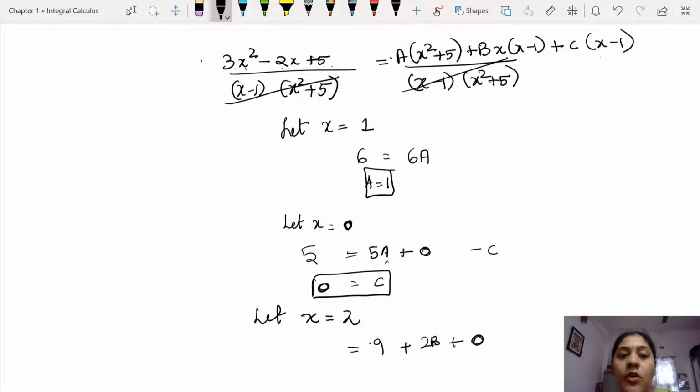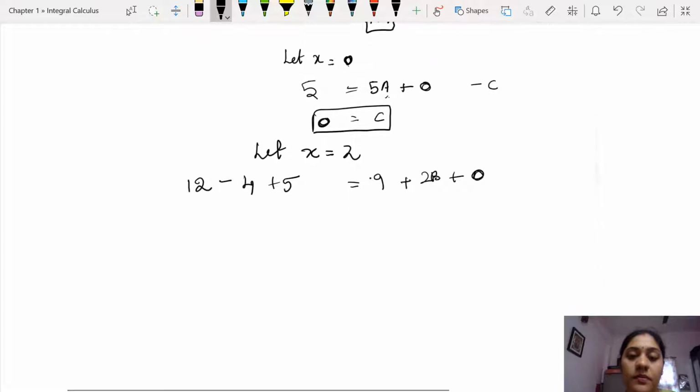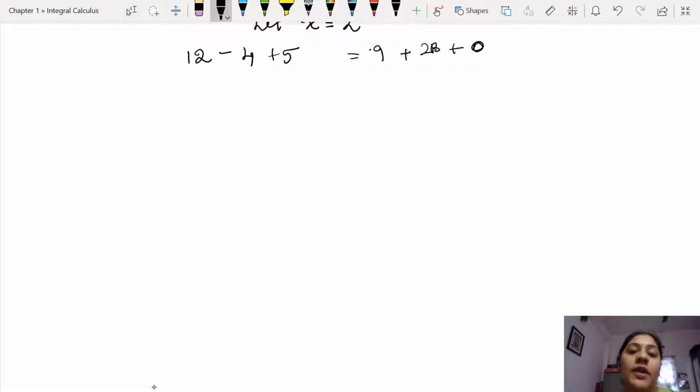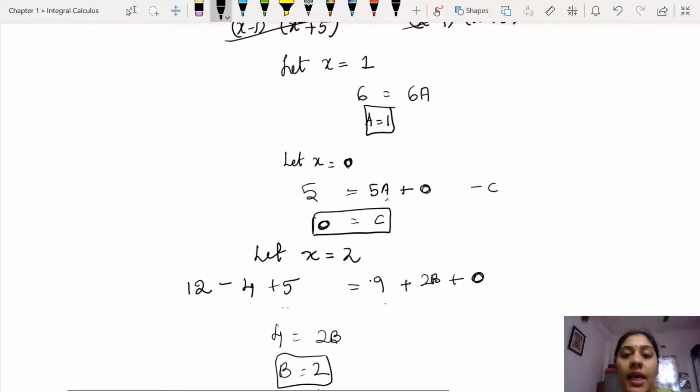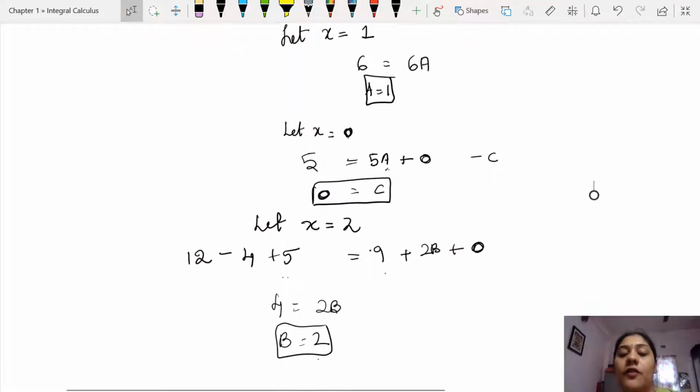So this side, 2 square is 4, 4 3s are 12. Okay, 12. Write it, otherwise we may forget it. 12 minus 2 2s are 4. So what you get is 12 minus 4 plus 5. 12 minus 4 is 8, 8 plus 5 is 13, 13 minus 9 is 4. So your 2b is 4, so b is 2. We got the value of b as 2, the value of a as 1, and the value of c as 0.